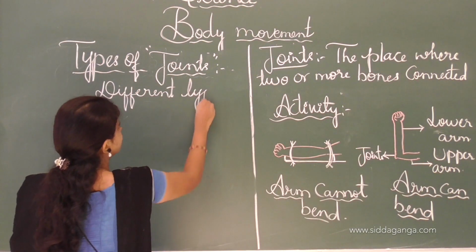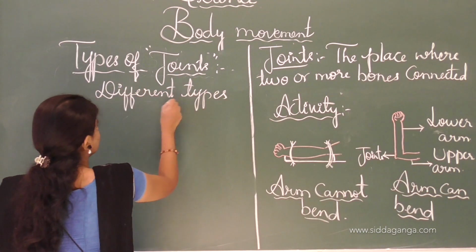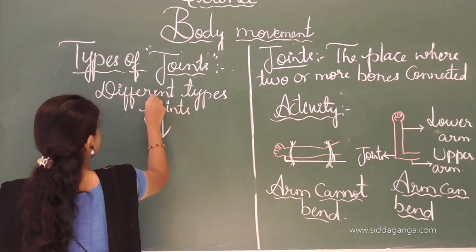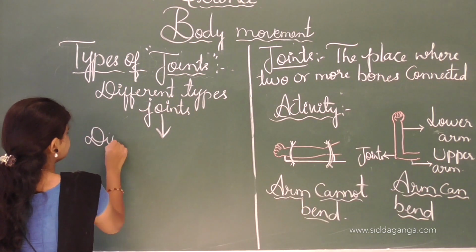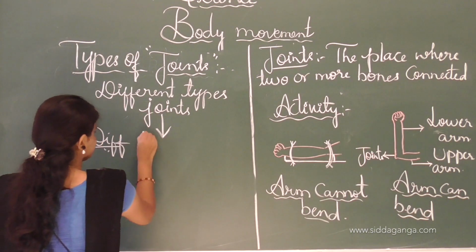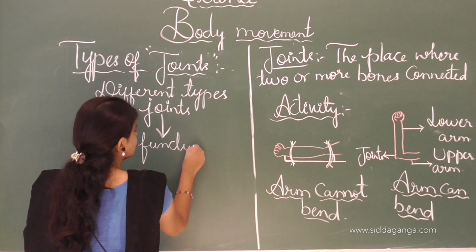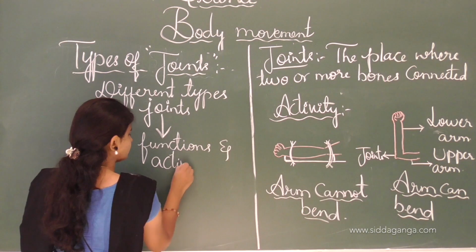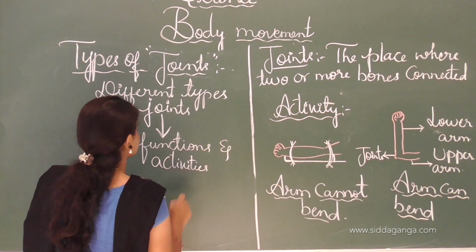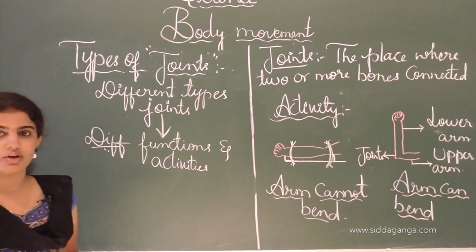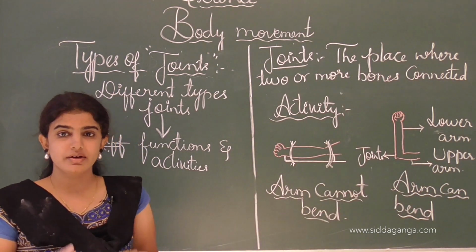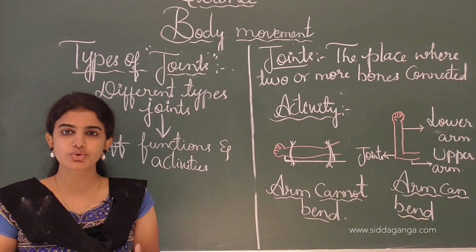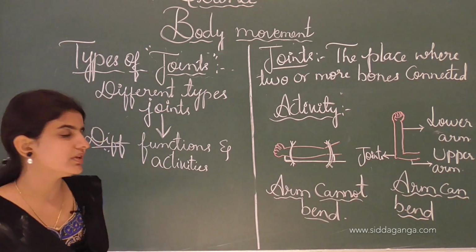Different types of joints help to carry out different functions and activities. By knowing different types of joints, we can easily understand how the joints help to move our body parts, and also learn about the different types of joints in this heading.